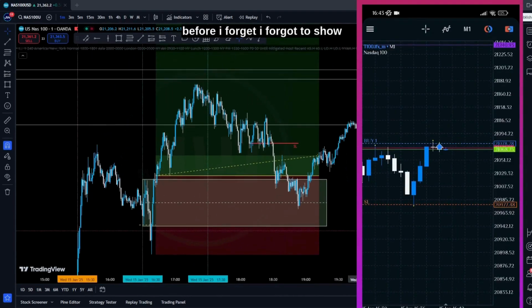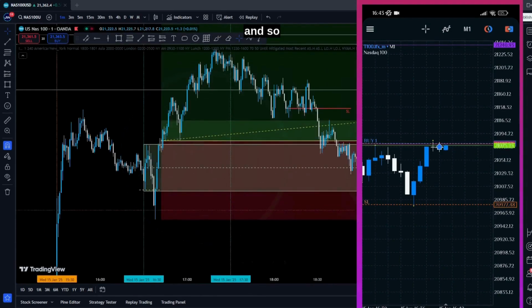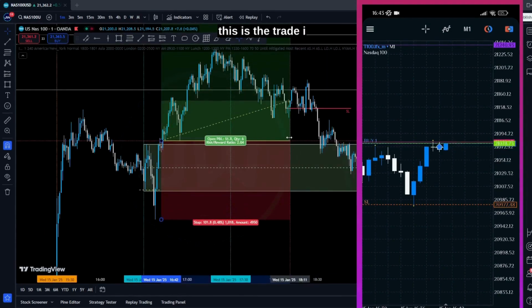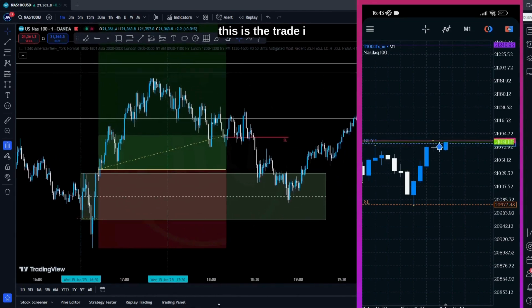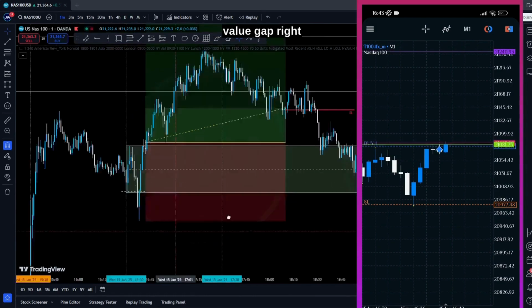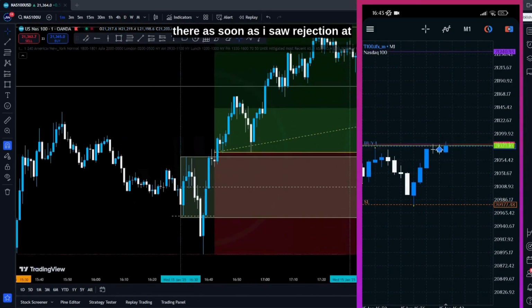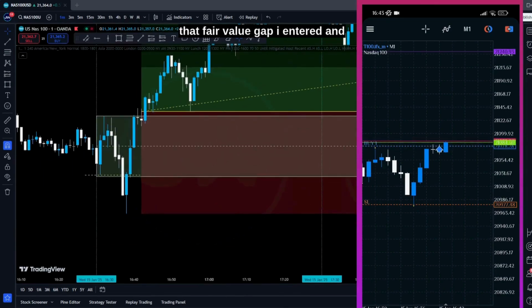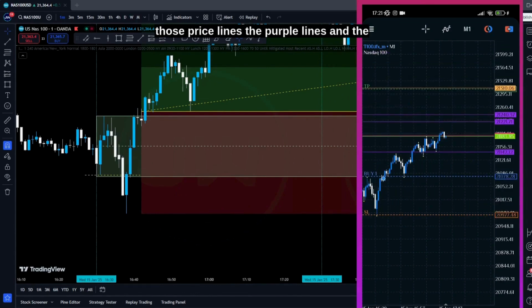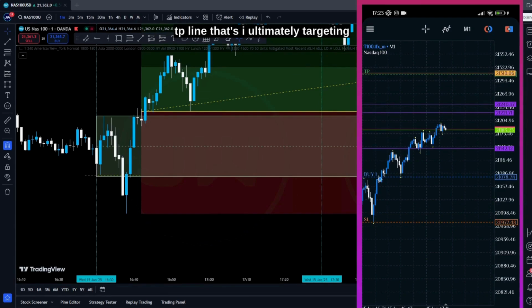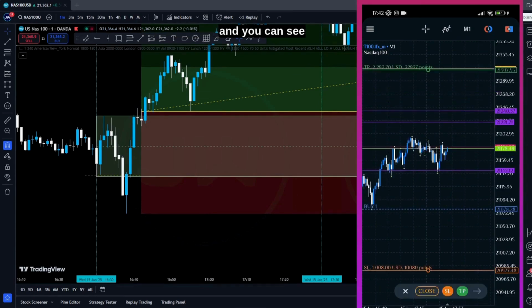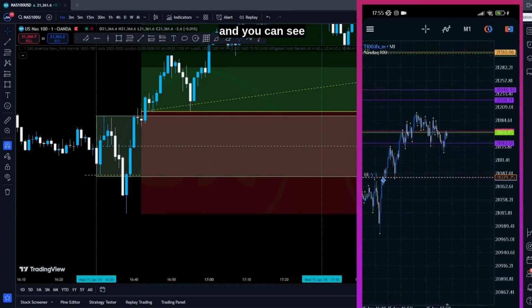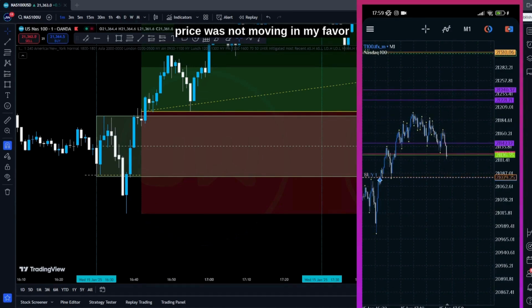Before I forget, I forgot to show you guys my trade. And so this is the trade I took on MetaTrader 5. You can see I entered at that fair value gap right there. As soon as I saw rejection at that fair value gap, I entered. And if I just fast forward, you can see those price lines, the purple lines and the TP line. That's where I was ultimately targeting. And you can see price was not moving in my favor.